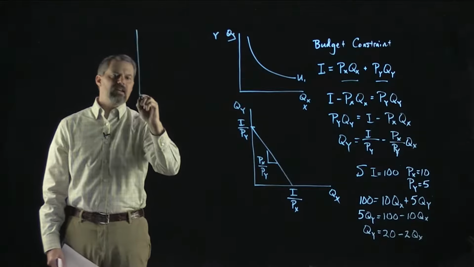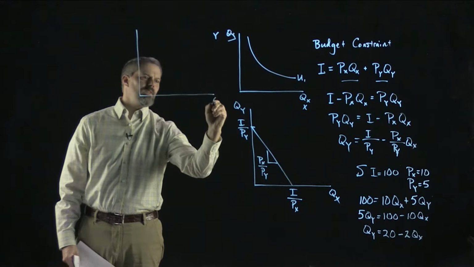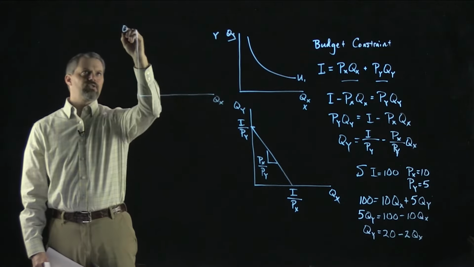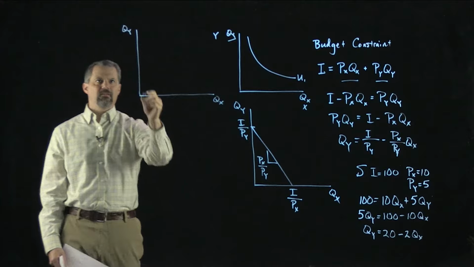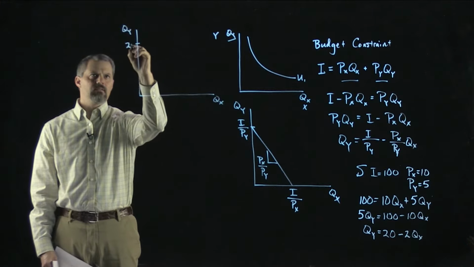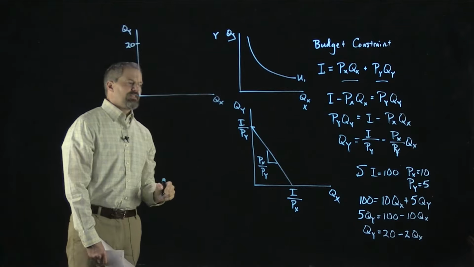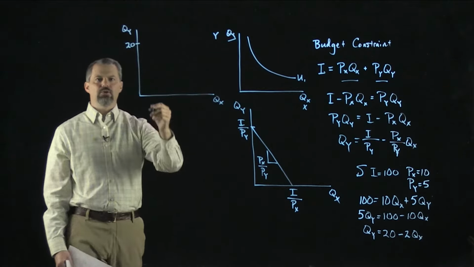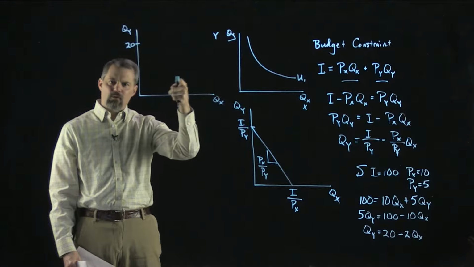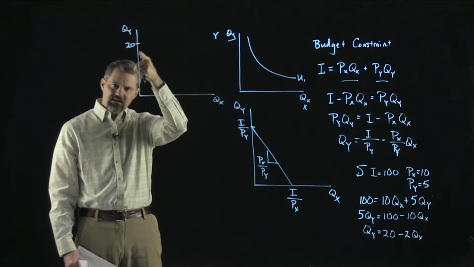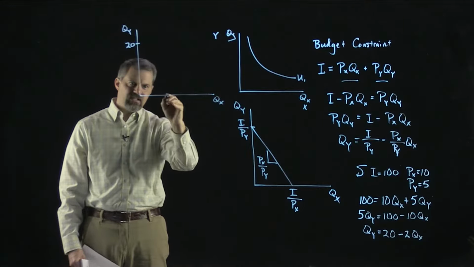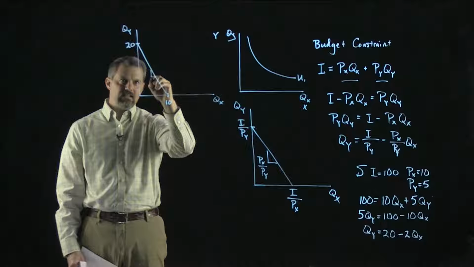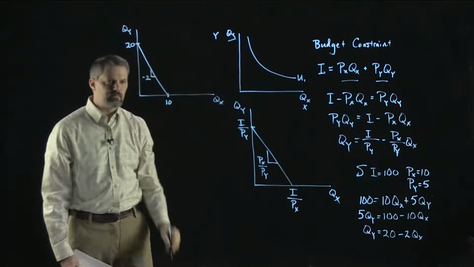If we graph that, here's QX, here's QY. Our vertical intercept is 20. This thing has a slope of -2, so it goes down 2 over 1. By the time it's gone down 20, it's gone over 10, so this thing looks just like that. It has a slope of -2.